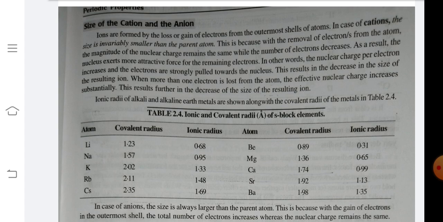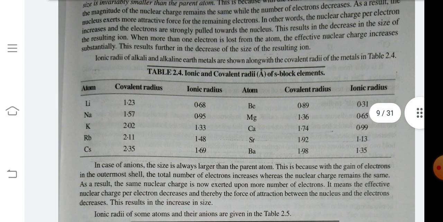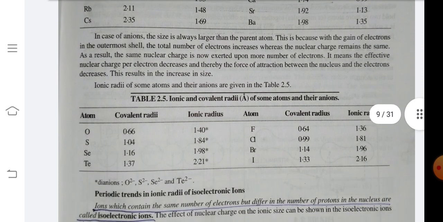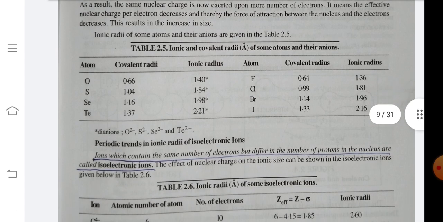When more than one electron is lost from the atom, the effective nuclear charge increases substantially. This results in a further decrease of the size of the resulting ion. In case of anions, the size is always larger than the parent atom. This is because with the gain of electrons in the outermost shell, the total number of electrons increases, whereas the nuclear charge remains the same. As a result, the same nuclear charge is now exerted upon a larger number of electrons. It means the effective nuclear charge per electron decreases and thereby the force of attraction between the nucleus and the electrons decreases. This results in the increase in size.